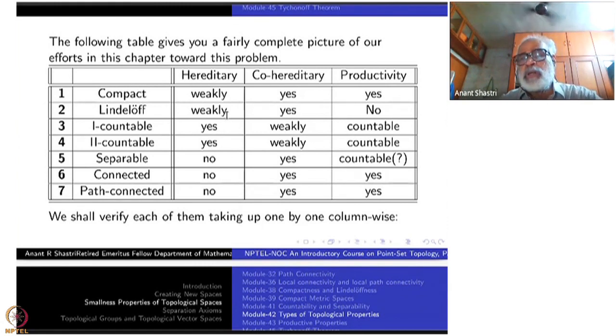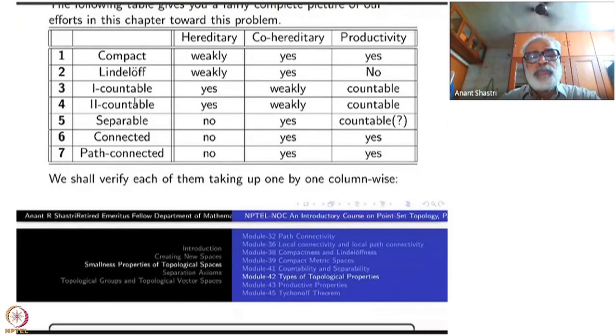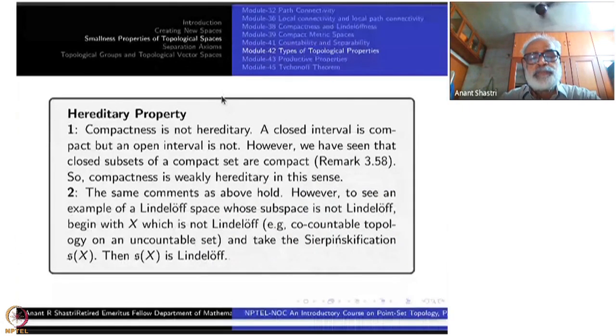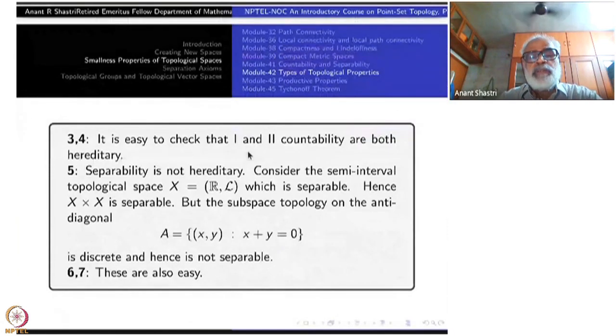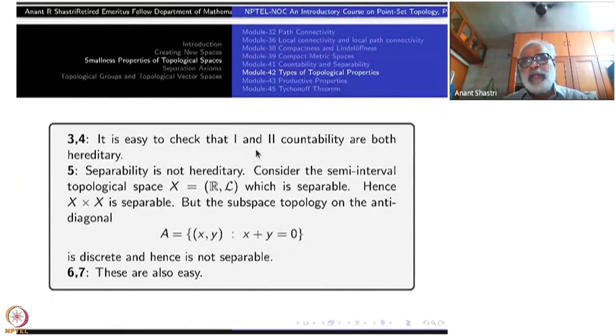You can cook up more pleasant examples or more unpleasant examples also if you like. Okay, so let us keep going. First countable and second countable. Okay. This is easy to check that both first and second countability are hereditary. Let me do it for second countability. First countability you can do exactly the same way. Take a countable base for a topology. Okay. Now take a subspace.